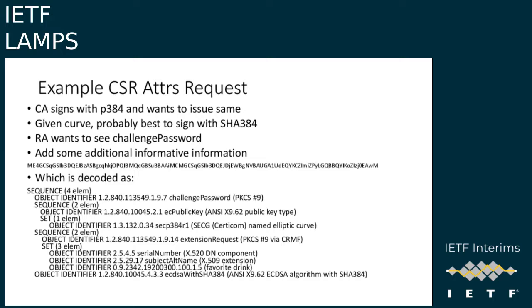It's a sequence of an OID for challenge password, followed by an object, which is an EC public key using P384. And then there's another attribute of an extension request that has 3 sets in there. One is requesting a serial number, a subject alternative name, and the device's favorite drink, and to sign the whole thing with SHA-384. So next slide.